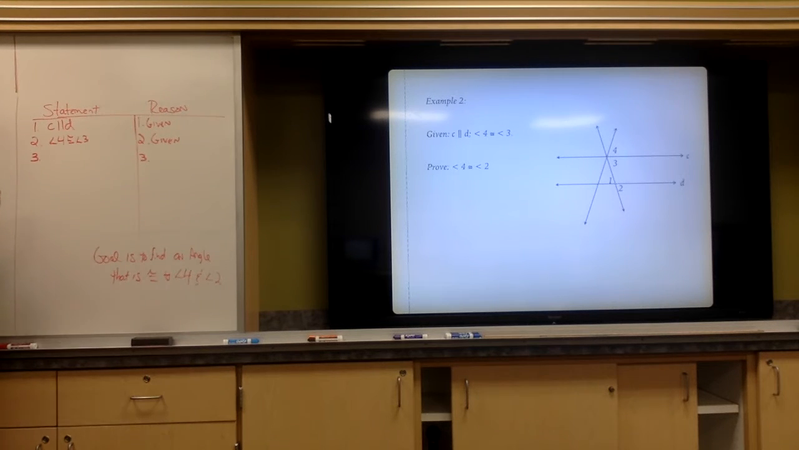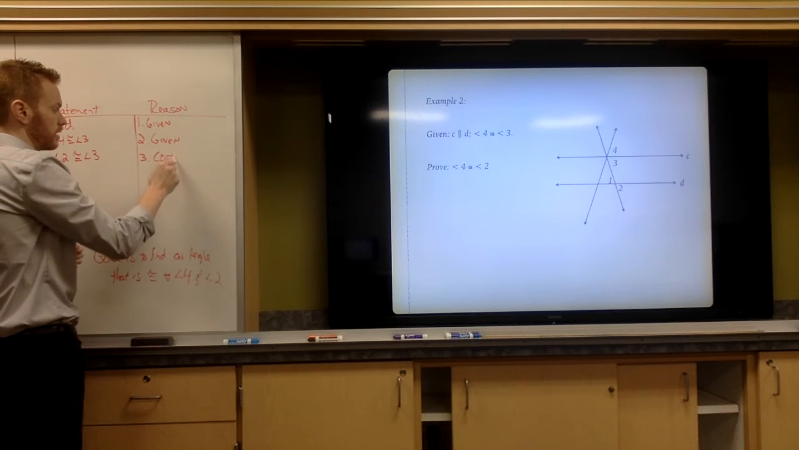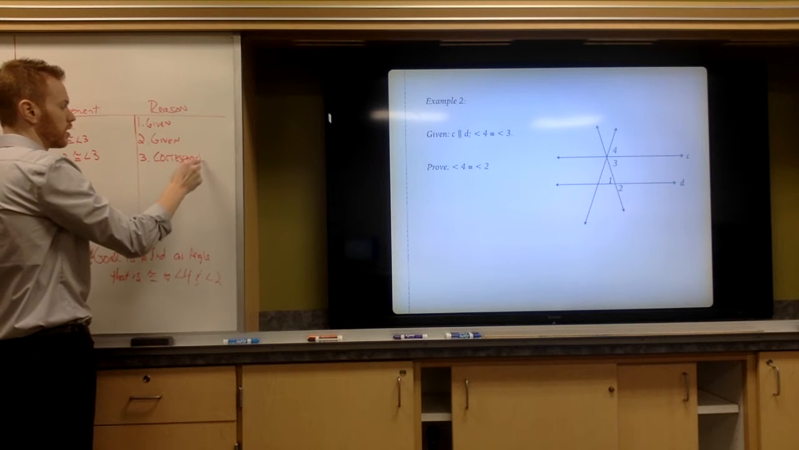Now, angle 2 is congruent to angle 3. And we said the reason why they're congruent to each other is because they are corresponding angles.